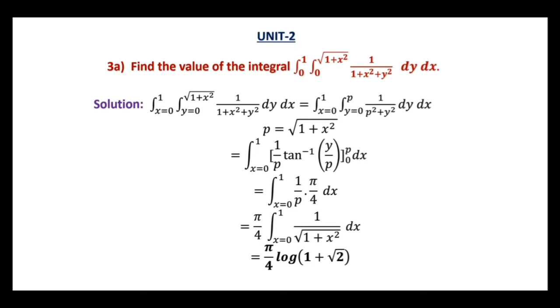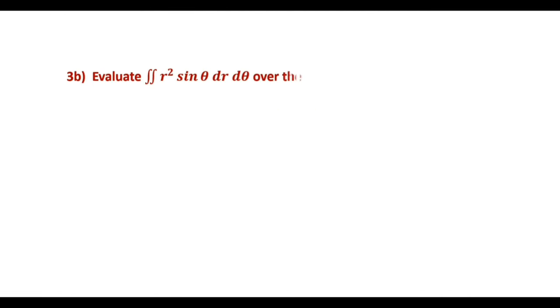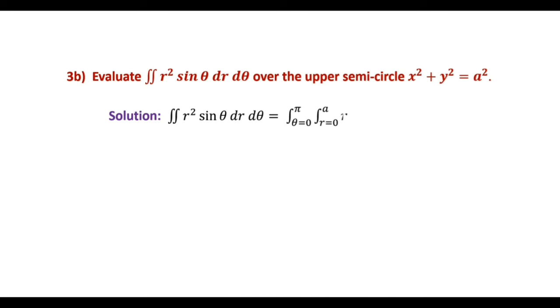On substitution, the upper value is log of 1 plus root 2, minus the lower value log of 1 plus 0. Log 1 is 0, so we have obtained pi by 4 times log of 1 plus root 2 as the required value of the double integral. Evaluate the double integral over the upper semicircle x square plus y square equals a square. It is the double integral in the polar coordinate system where r and theta are polar coordinates.